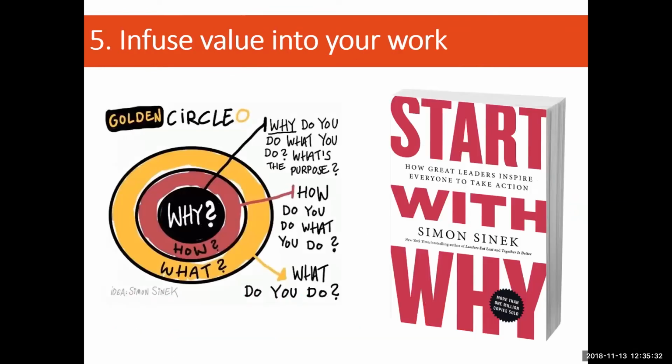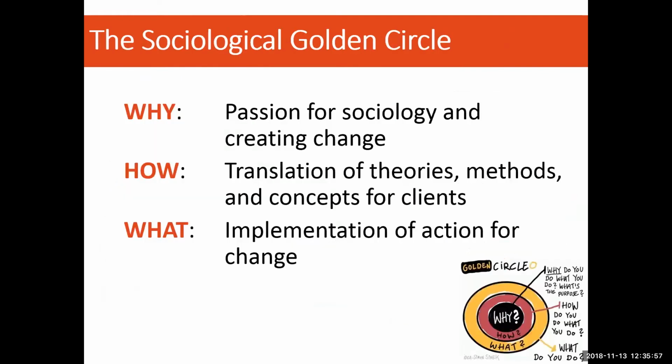The fifth step, infuse value into your work. And one of the things that I think a lot, if not all of us, were drawn to sociology is a strong sense of values. And going back to Simon Sinek, he had this book that I listened to over the summer, Start With Why. And he has this golden circle. Why do you do what you do? What's your purpose? How do you do what you do? And then what do you do? And I adopted this to a sociological golden circle, right?